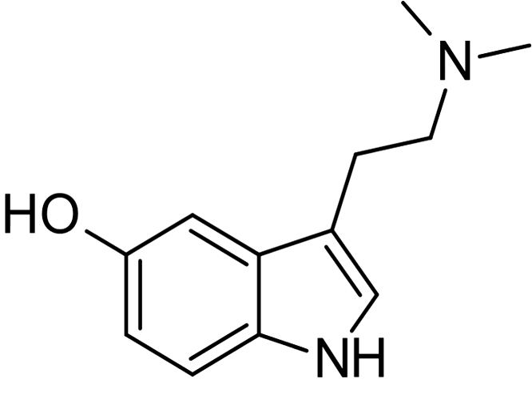Bufotenin is also present in the skin secretion of three arboreal hylid frogs of the genus Osteocephalus: Osteocephalus taurinus, Osteocephalus oophagus, and Osteocephalus langsdorffii, from the Amazon and Atlantic rainforests.